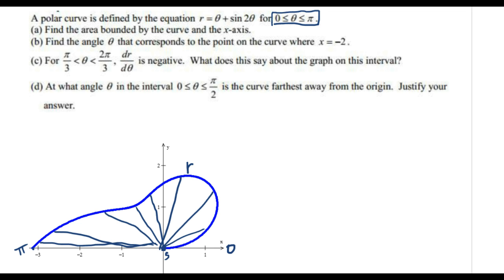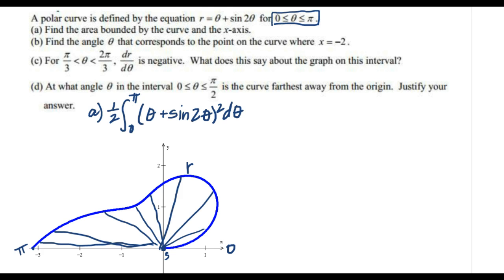So the integral that I'm setting up for part A is actually not too bad. It's going to be 1/2 the integral from 0 to pi of the polar equation, theta plus sine 2 theta, quantity squared d theta. And of course you would actually plug this into your calculator to find a numerical answer, but we're going to focus on, again, the setup.